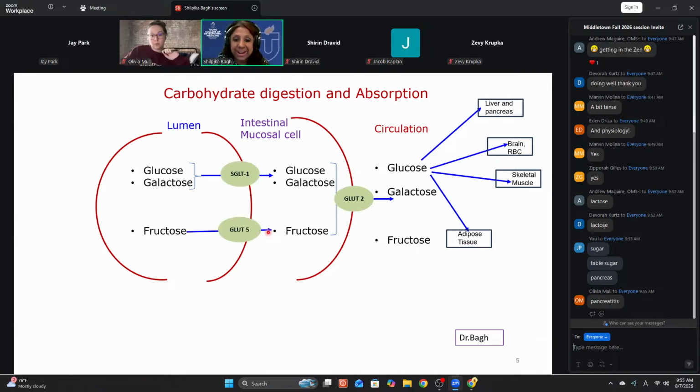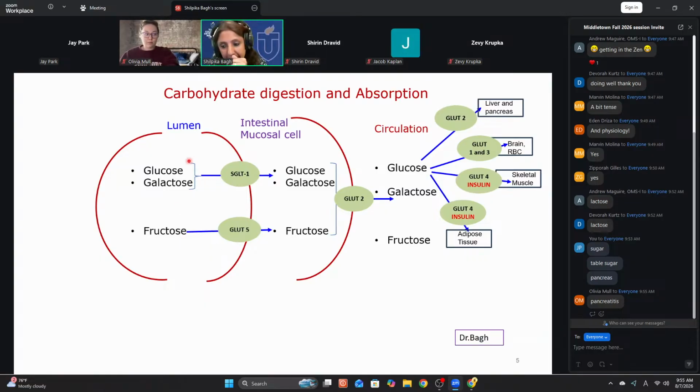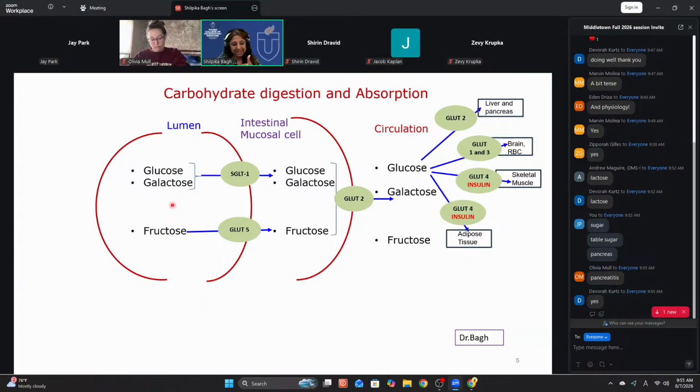Now, what is ready in the lumen to be absorbed? Glucose, galactose, and fructose. Why? Because they are the only absorbable form. Are these three, glucose, galactose, and fructose, monosaccharides? Yes, so they are the only absorbable form.